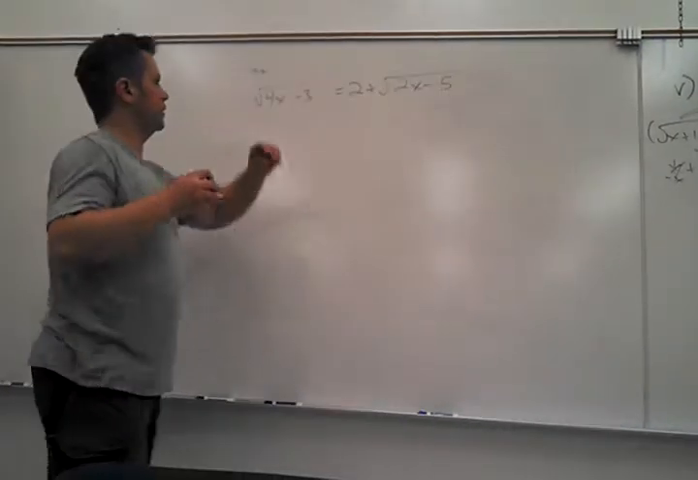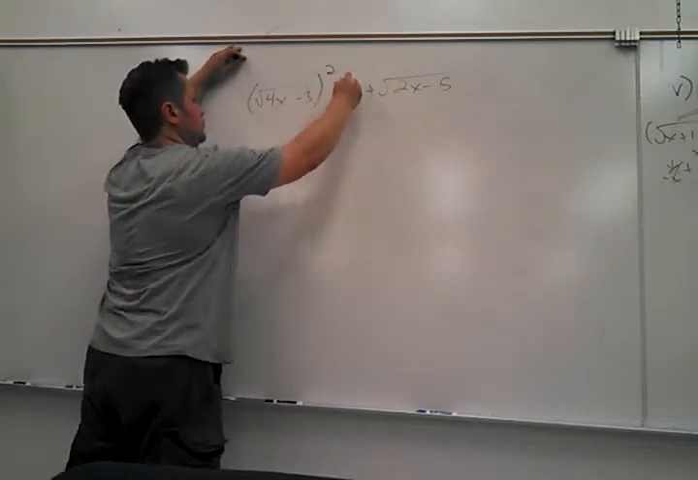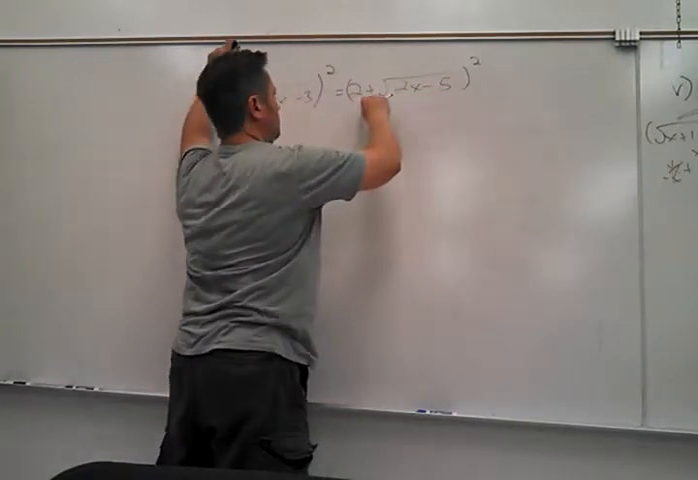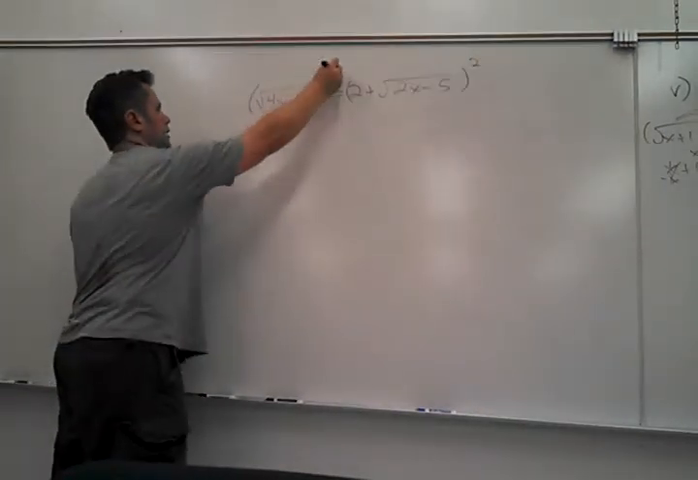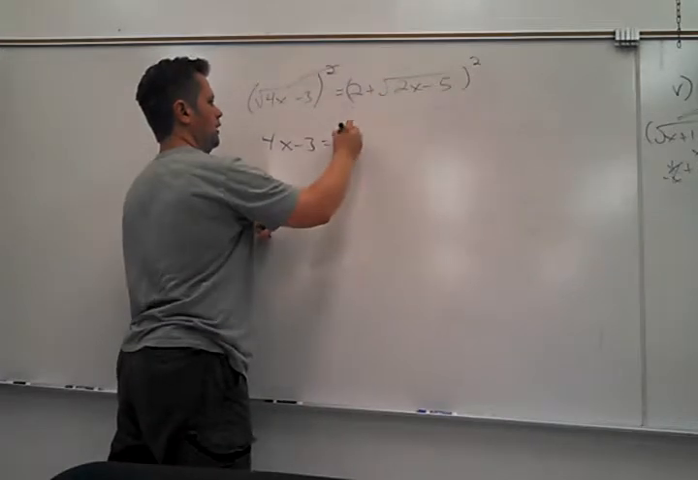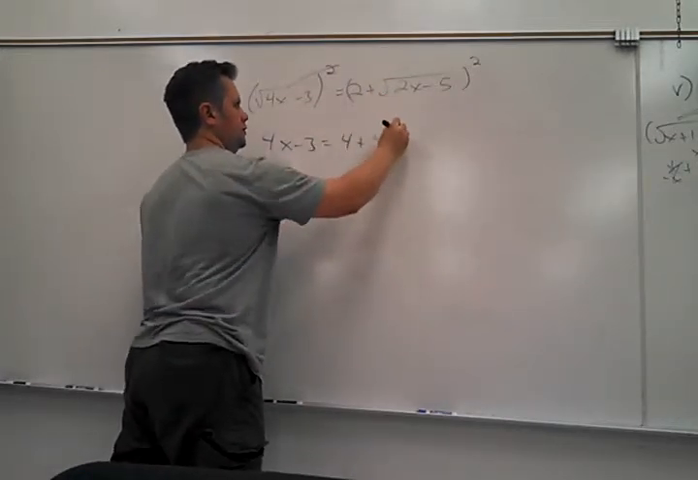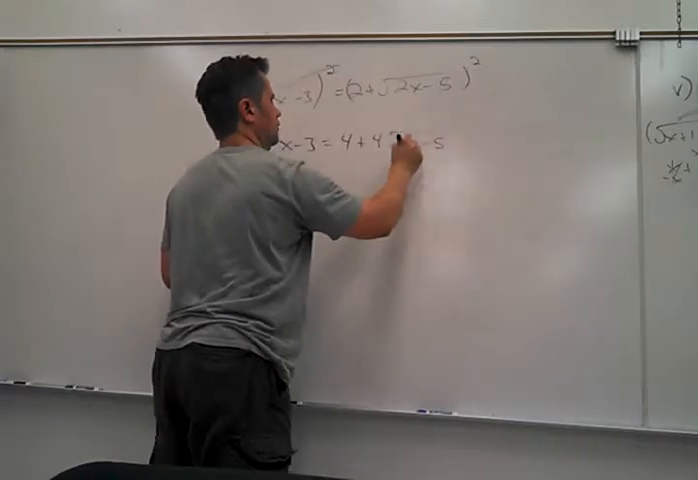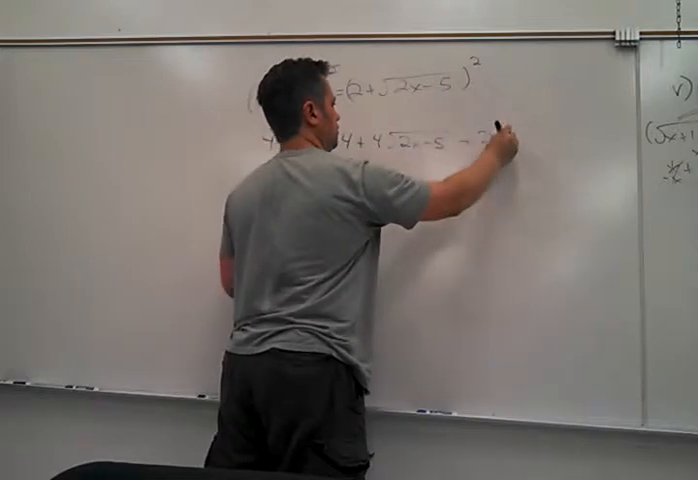Alright, so let me try to catch up to you guys a little bit here. So I can just square it as it is. It wouldn't really do me much good to move anything over. So on this side I get 4x minus 3. Over there, if I FOIL that out, I get 4 plus 2 of these, so I get 4 of these. Plus, this times itself is a whole 2x minus 5.